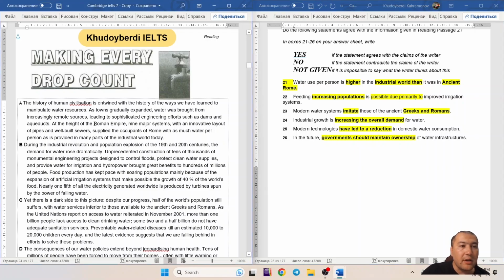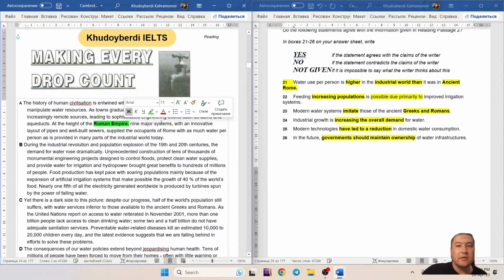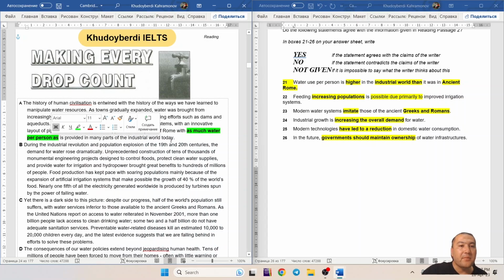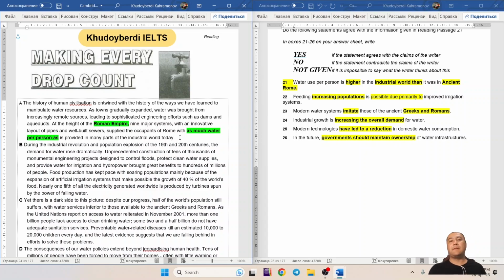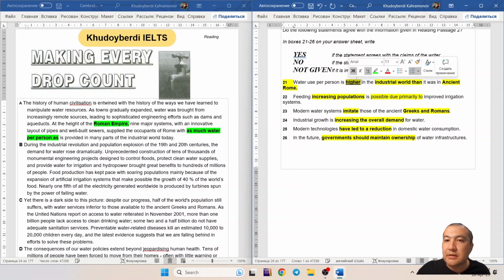The ancient Rome, yeah, we have the word Roman Empire. That's a good one. Roman Empire is about ancient Rome, right? At the height of the Roman Empire, nine major systems with an innovative layout of pipes and well-built sewers supplied the occupants of Rome with as much water per person as, wow, that's the keyword, right? As much as means the same amount of something as the Roman Empire had compared to right now. So they have similarity between each other, but the statement is talking about higher, and according to the text it's not higher, it's just as much as the industrial world has today, right? So it's actually no. Why? Because it is the opposite to the context.